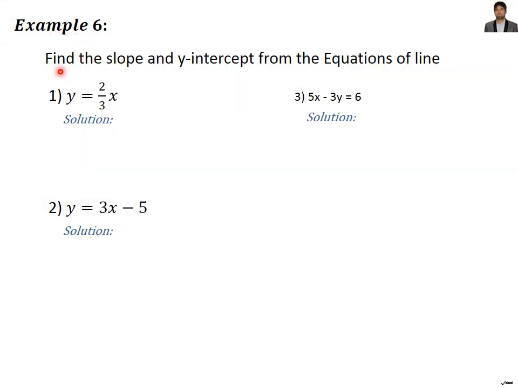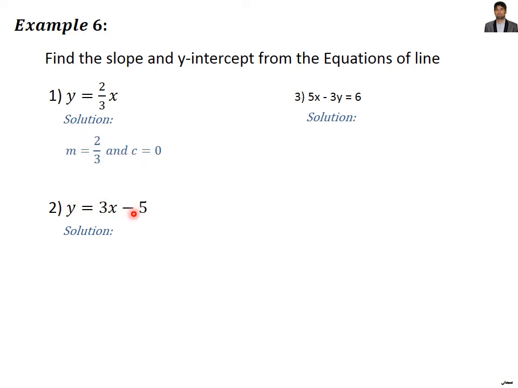Example number 6. Find the slope and y-intercept from the equations of line. We have 3 equations of line, and we have to find slope, meaning m, and y-intercept, meaning c. So here the coefficient of x is 2/3. Remember, slope is always the coefficient of x. So in this equation, m is 2/3, and there is no number here, no constant. It means y-intercept, that is c, is 0.